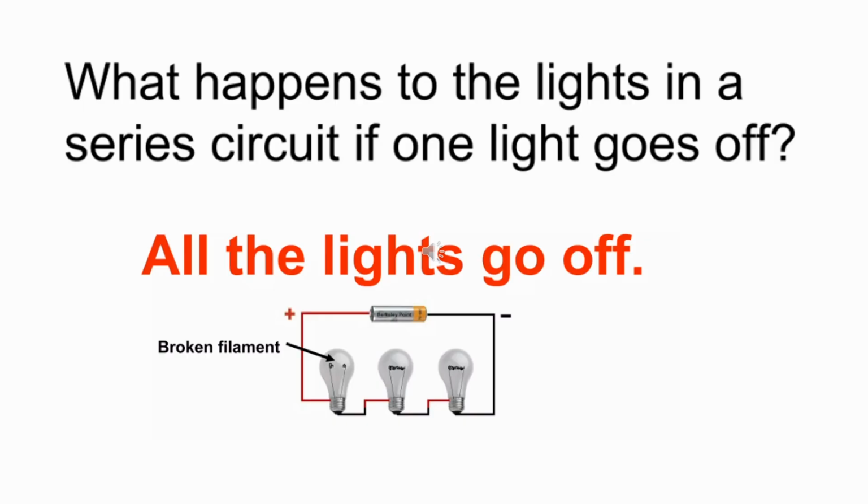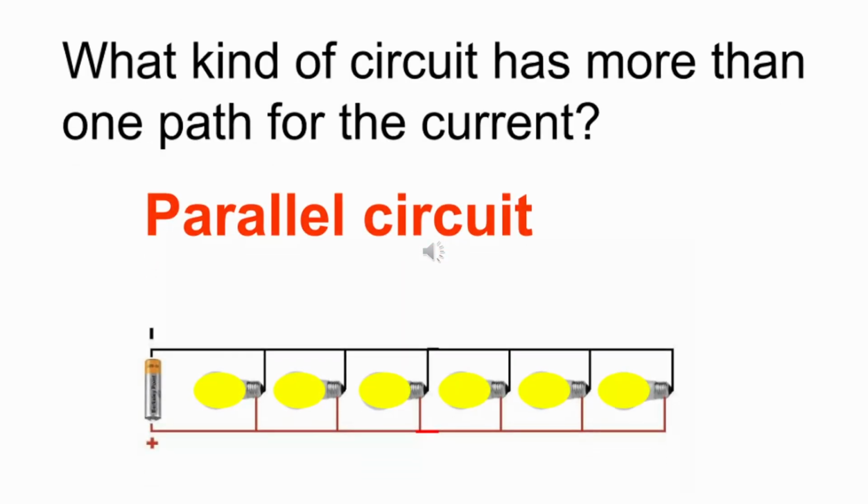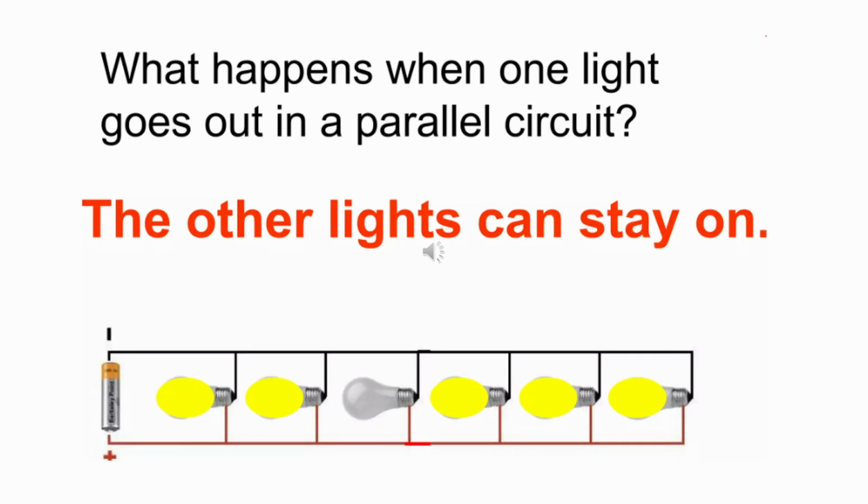Now students, please put on your thinking caps. I have a few questions. My first question would be, what happens to the lights in a series circuit if one of the lights goes off? So, what kind of circuit has more than one path for the current? Now, what happens if one light burns out in a parallel circuit?